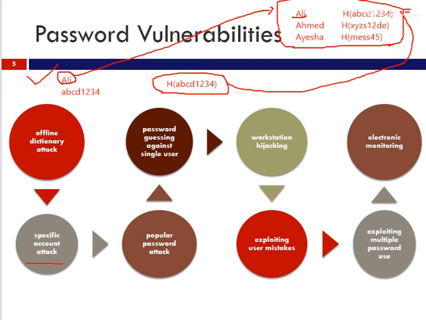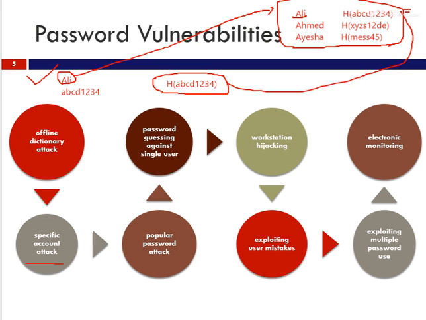That's why on the system there is always a limit on the total number of wrong tries. If you provide a wrong password 5 times, your account can be blocked temporarily or permanently. That's to prevent this kind of attack, the specific account attack.